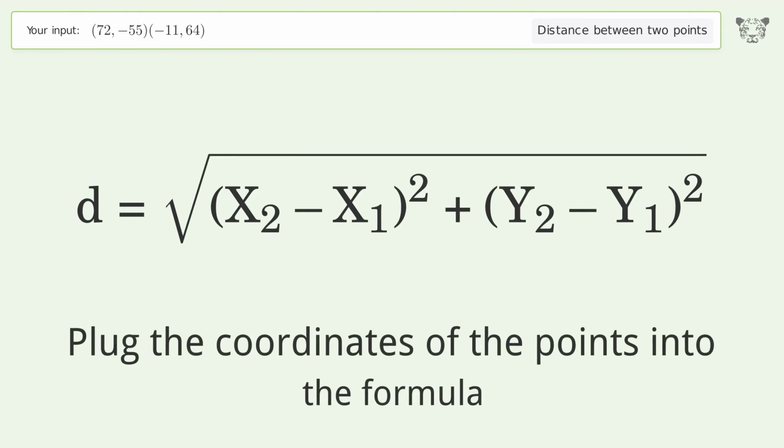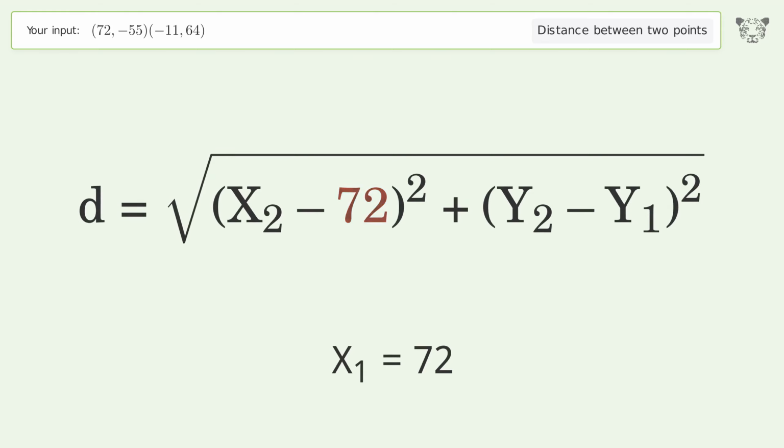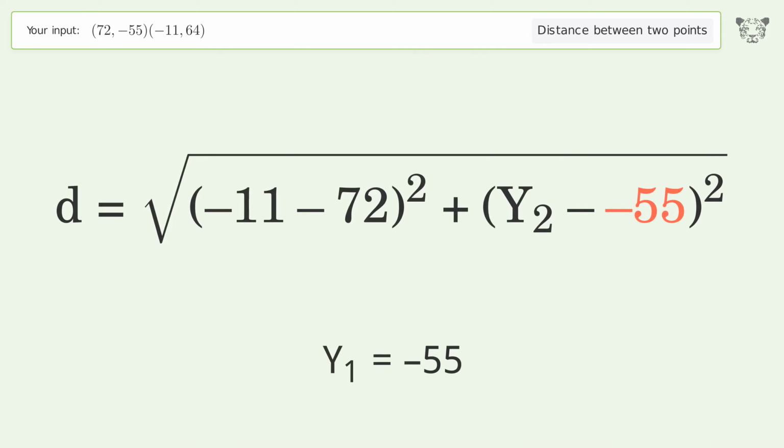Plug the coordinates of the points into the formula. x1 equals 72. x2 equals -11. y1 equals -55. y2 equals 64.